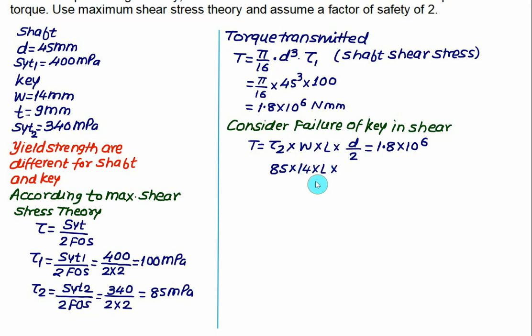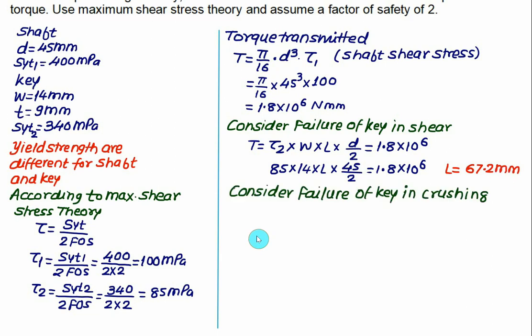This time we'll calculate the length based on the shear. Diameter is equal to 45, so we have 45 divided by 2, equal to 1.8 into 10 to the power 6. On the basis of shear failure, we get the length L equal to 67.2 mm.